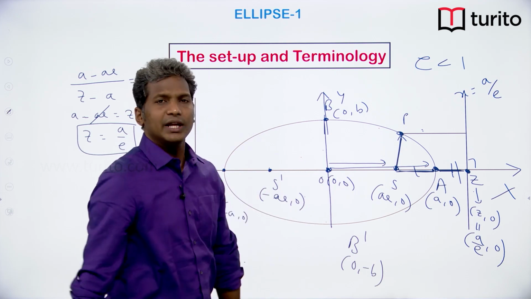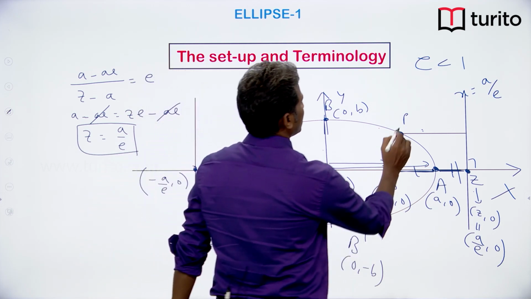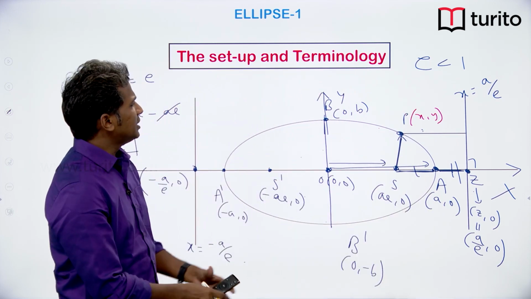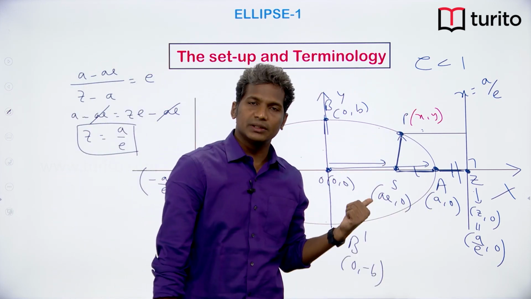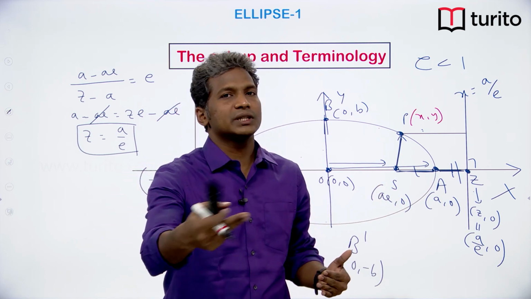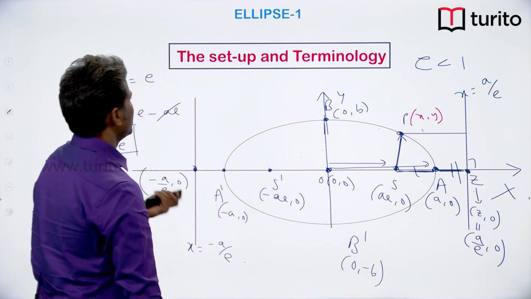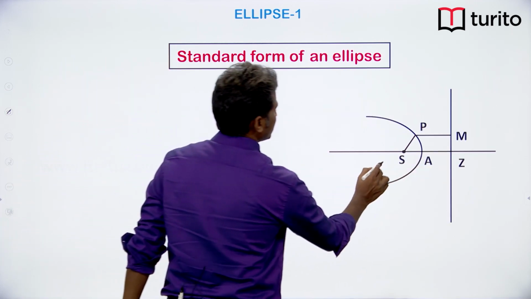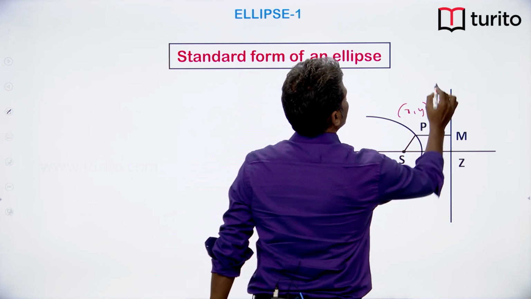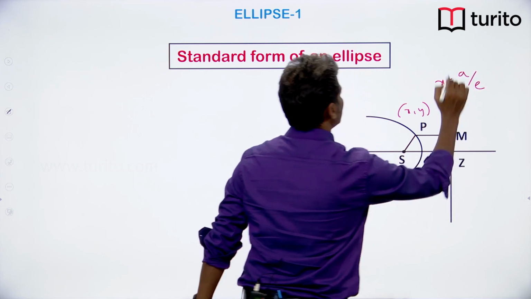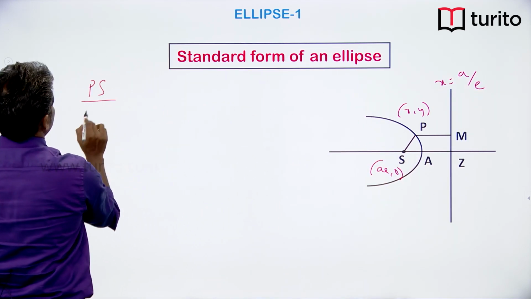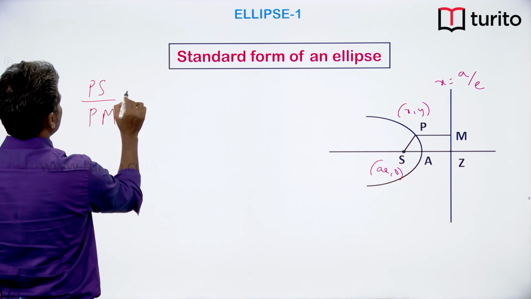If P is any variable point on the ellipse, let us say I take this point as x comma y, then this point must satisfy the definition, which is that the distance from the focus must be equal to e into the distance from the directrix. So that means we can write an equation here. We have one extra page for this, so we will just use this page. This directrix equation is x equal to a by e, and we can apply this condition and get a relation.